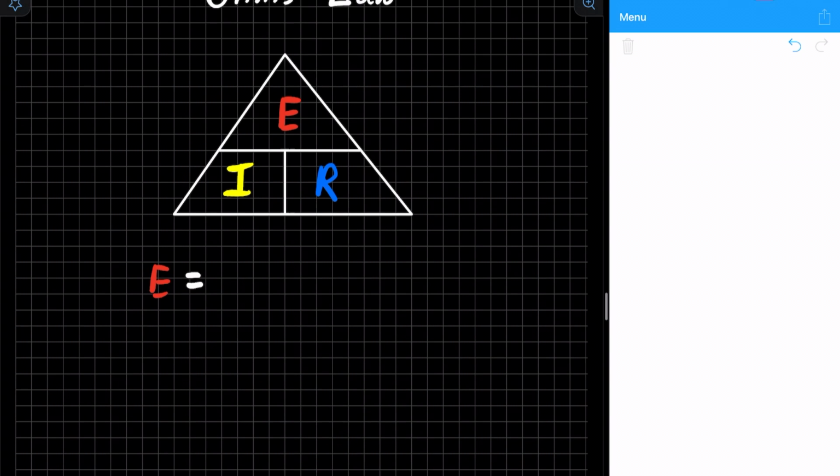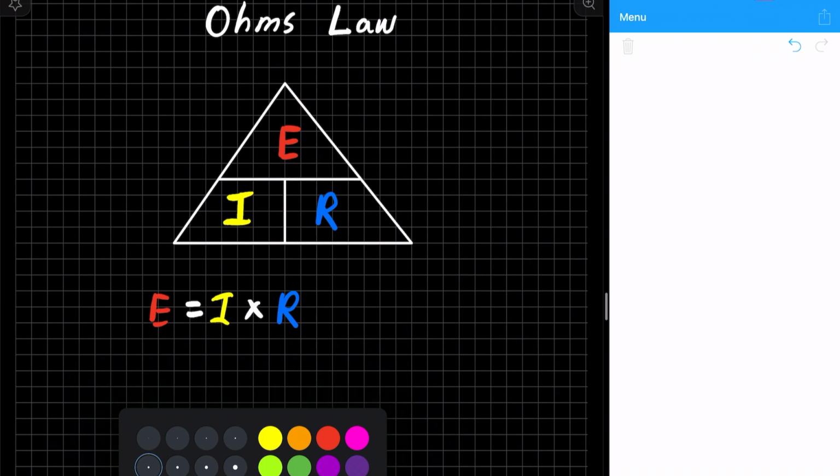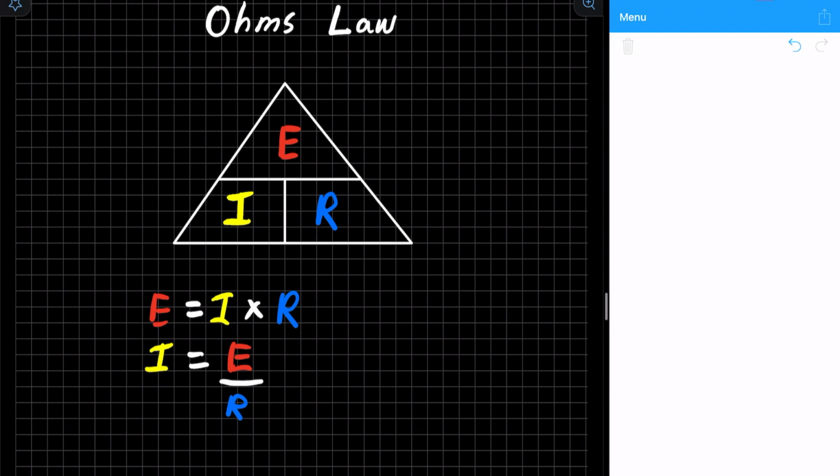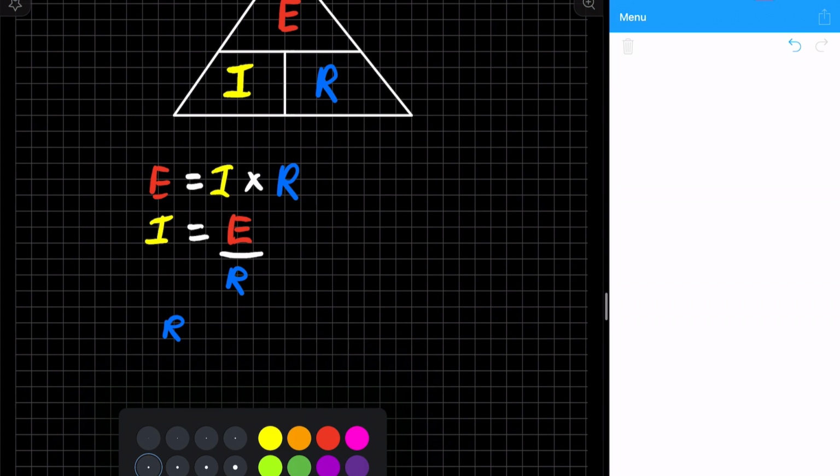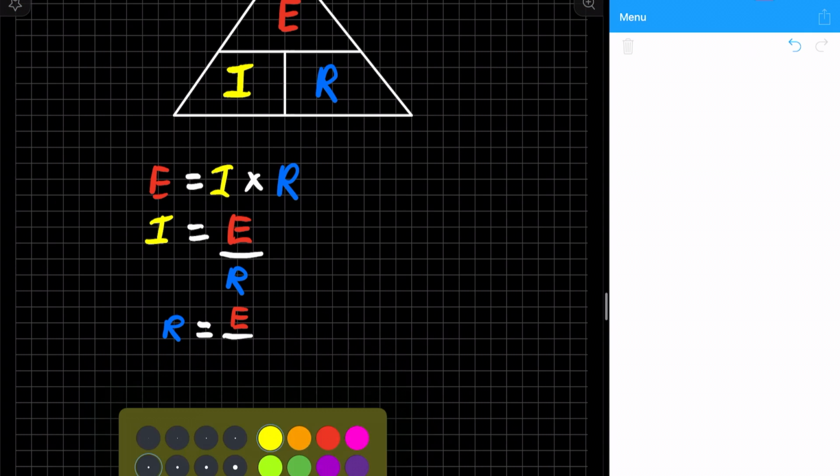The common form of Ohm's law is E equals I multiplied by R, but can be rearranged to make both current and resistance the subject. Let's talk about the individual parts of the equation.